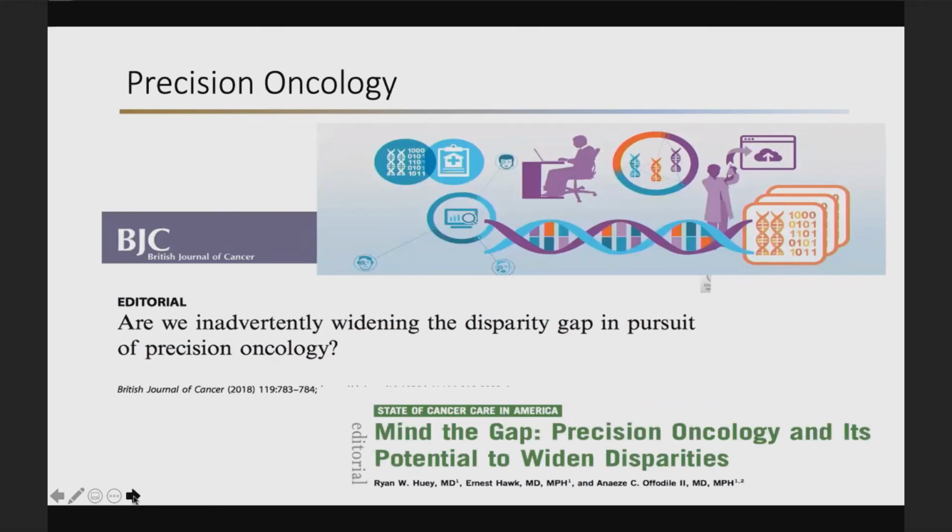Precision oncology, we know that it has such great promise, but it also has the promise of widening those gaps, those disparities, not only from a rural perspective, but also from a racial and ethnic perspective. Blacks, we know, are not being offered precision medicine at the same rates as every other group. So what are we going to do to help shape that?